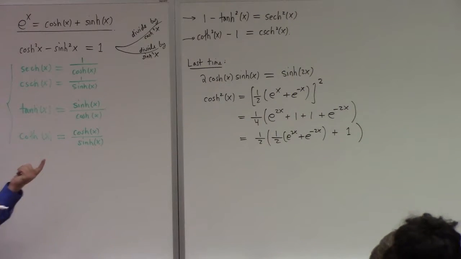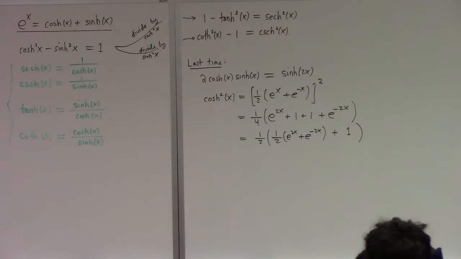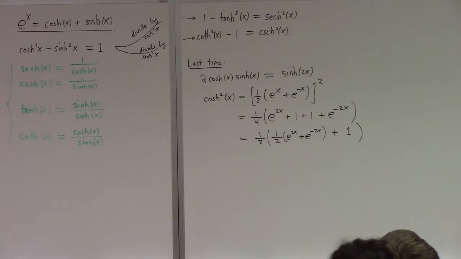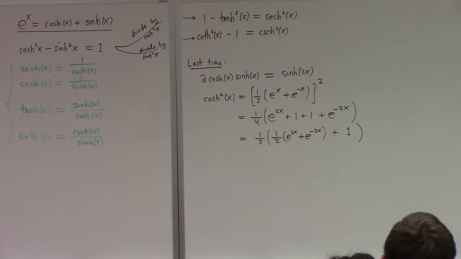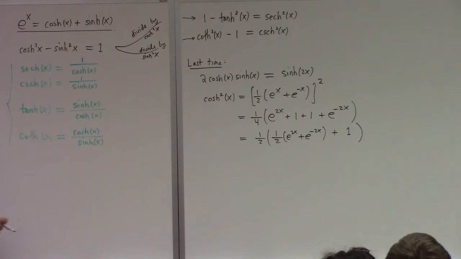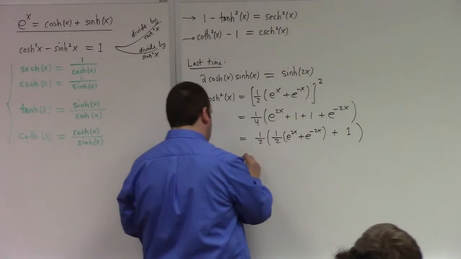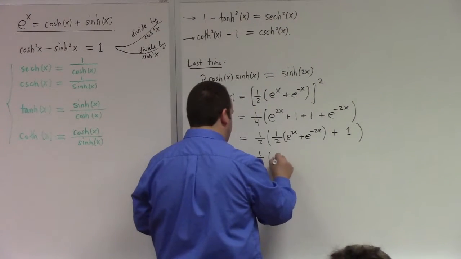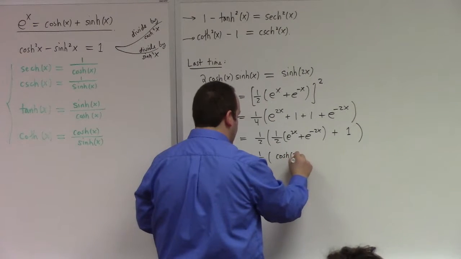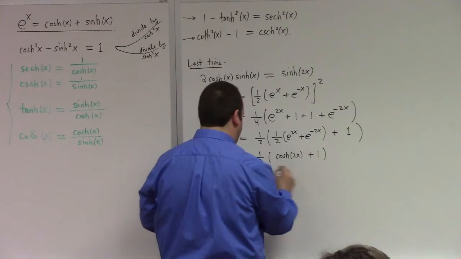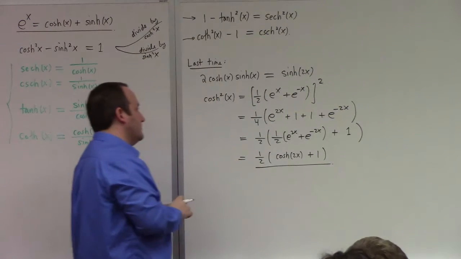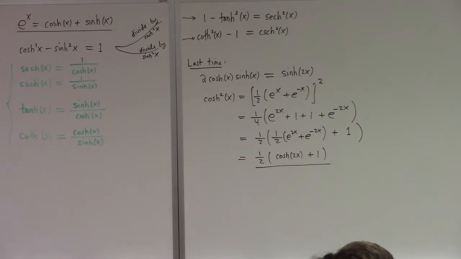See, the 1 plus 1 gives me 2. 2 over 4 is just a half, right? So that's why I put the 1 there rather than a 2, because I have a half out front. But this, of course, is what? This is nothing more than 1/2 of hyperbolic cosine of 2x plus 1. So the double angle formula for hyperbolic cosine goes much the same way as cosine, right?